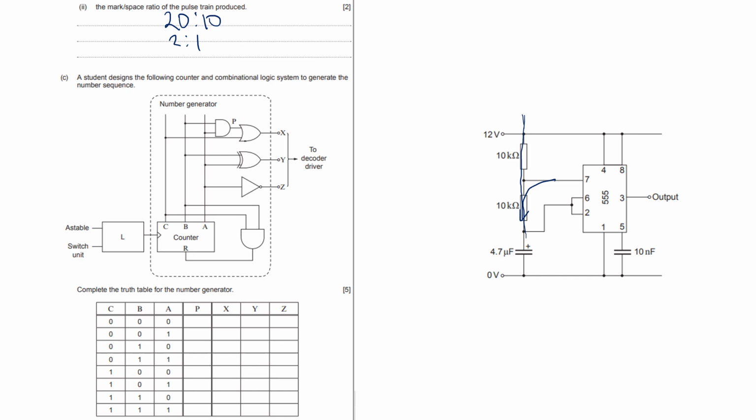Okay, so it's R1 plus R2, R1 plus R2 divided by R2. Okay, it's the same thing, 2 to 1.